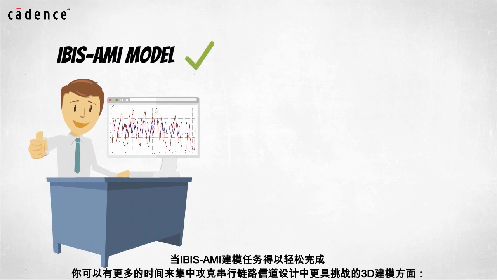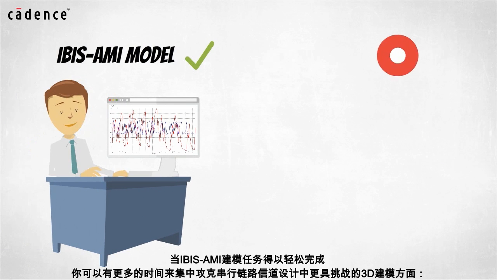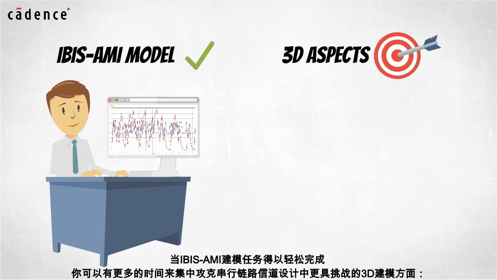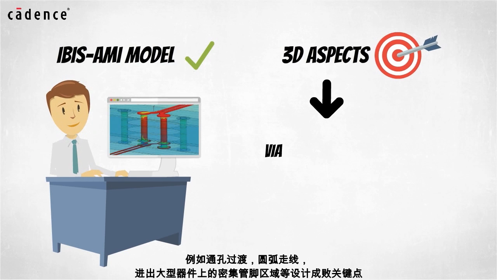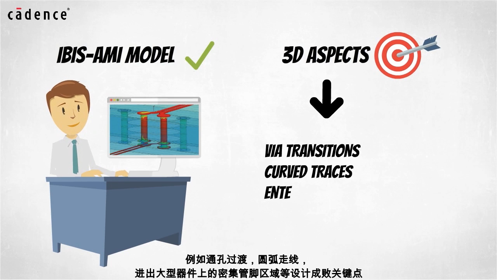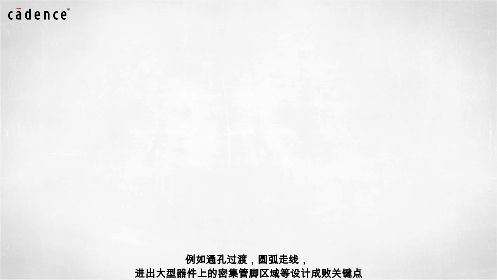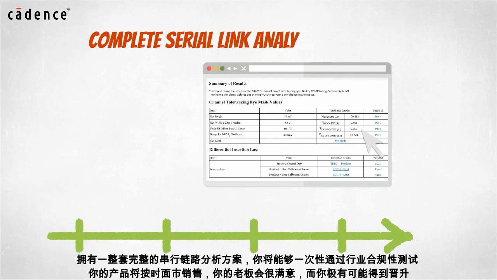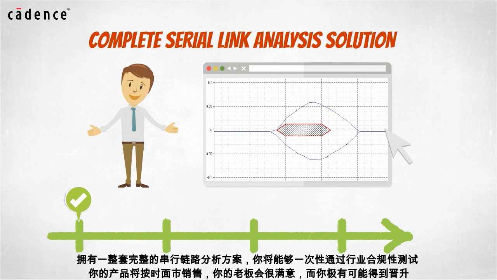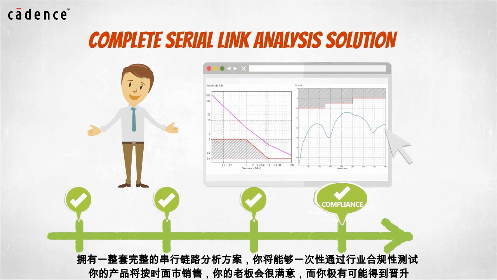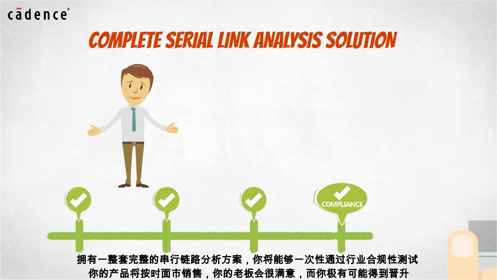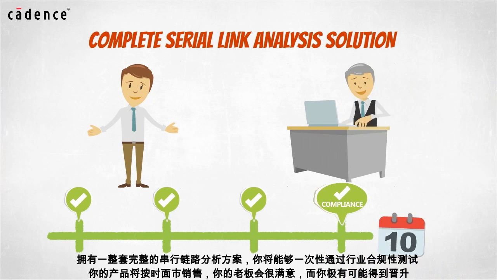With the IBIS AMI model problem resolved, you will have plenty of time to focus on the challenging 3D aspects of serial link channel design, such as via transitions, curve traces, and entering and exiting dense pin fields on large devices that can make or break your channel design. With a complete serial link analysis solution in place, you will be able to pass industry compliance tests the first time, your product will get to market on time, your boss will look good, and you just might get a raise.